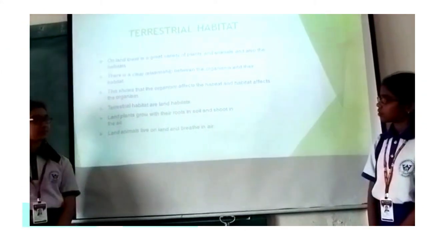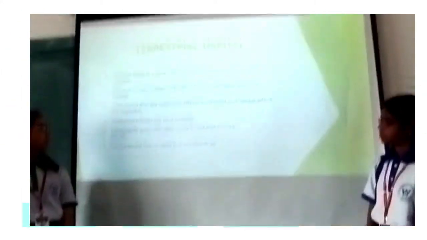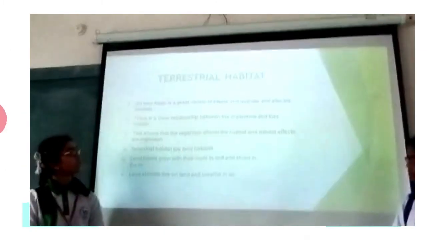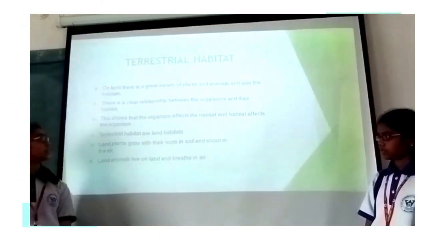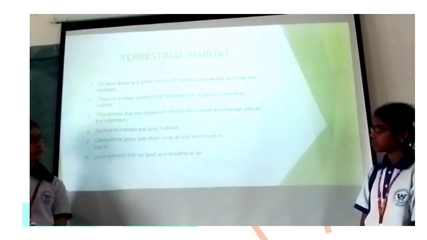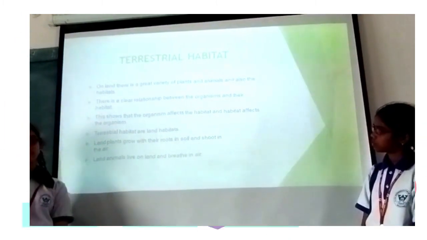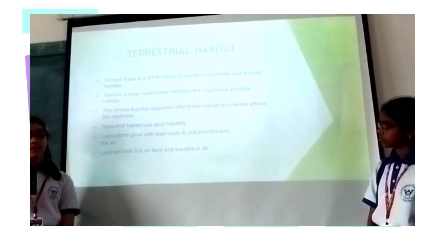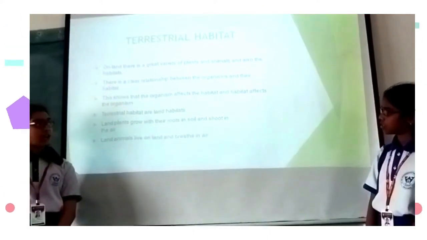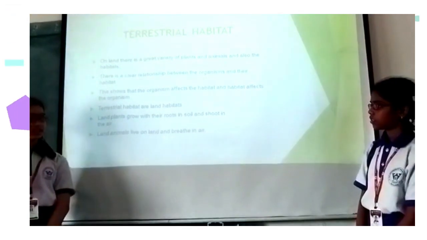Terrestrial habitat. On land there is a great variety of plants and animals and also of habitats. There is a clear relationship between the organisms and their habitat. This shows that the organism affects the habitat and the habitat affects the organism.